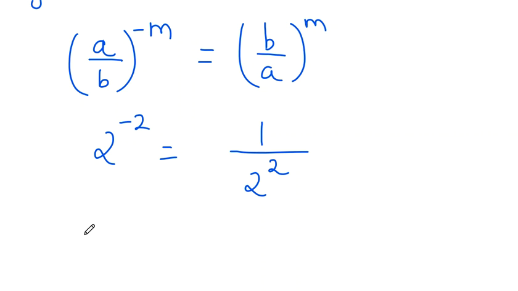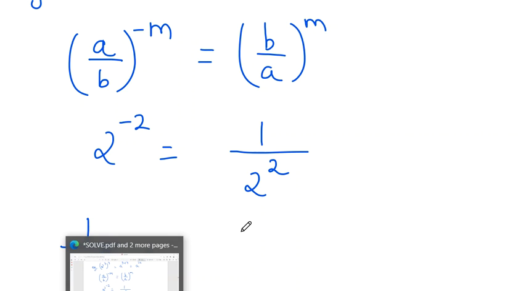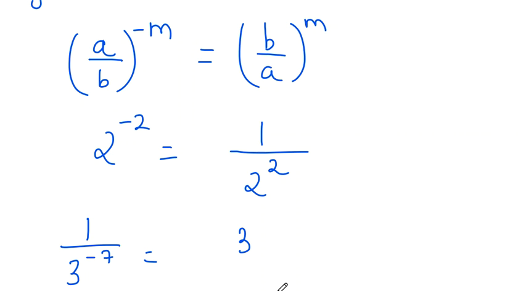Let's take another example. If it is 1 upon 3 raised to minus 7. So what will I do over here? Now your 3 raised to minus 7 is in the denominator. If you want to use the reciprocal method, that is also right. It's the same thing. So 3 raised to minus 7, I want to make it positive. So it will be 3 raised to 7. I just change its place.